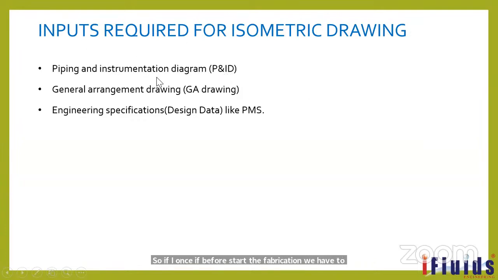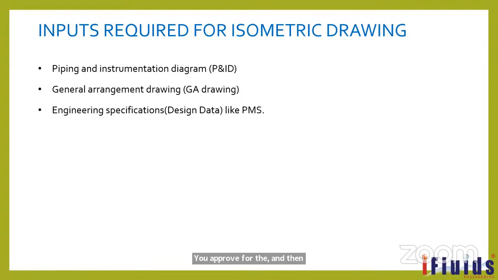So before we start the fabrication, we have to check all the isometric drawings according to the P&ID, as well as the general arrangement drawing of any equipment, because the general arrangement drawing shows the equipment nozzles, where the vent is coming, where the drain is coming, where the pump suction is, where the LT nozzles are, and all. It will show in the GA drawing. So we have to correlate the P&ID with the GA drawing, then give approval for the isometrics. And then PMS. Obviously we need PMS.